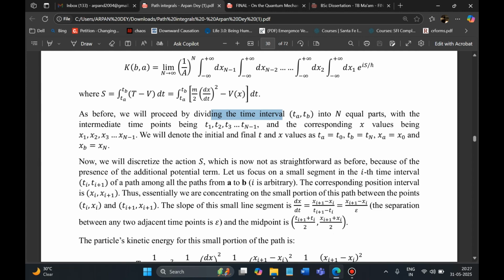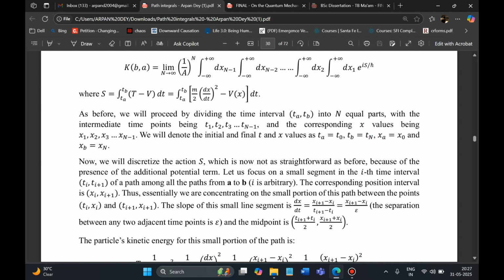This is the similar approach we have followed for the free particle as well. So I'm assuming you are familiar with that. Now we will proceed by dividing the time interval Ta to Tb, the full time interval, into n equal parts, with the intermediate time points being T1, T2 and so on. Ta is the initial time point, which we will call T0, and Tb is the final time point, which we will call Tn, because there are n time intervals.